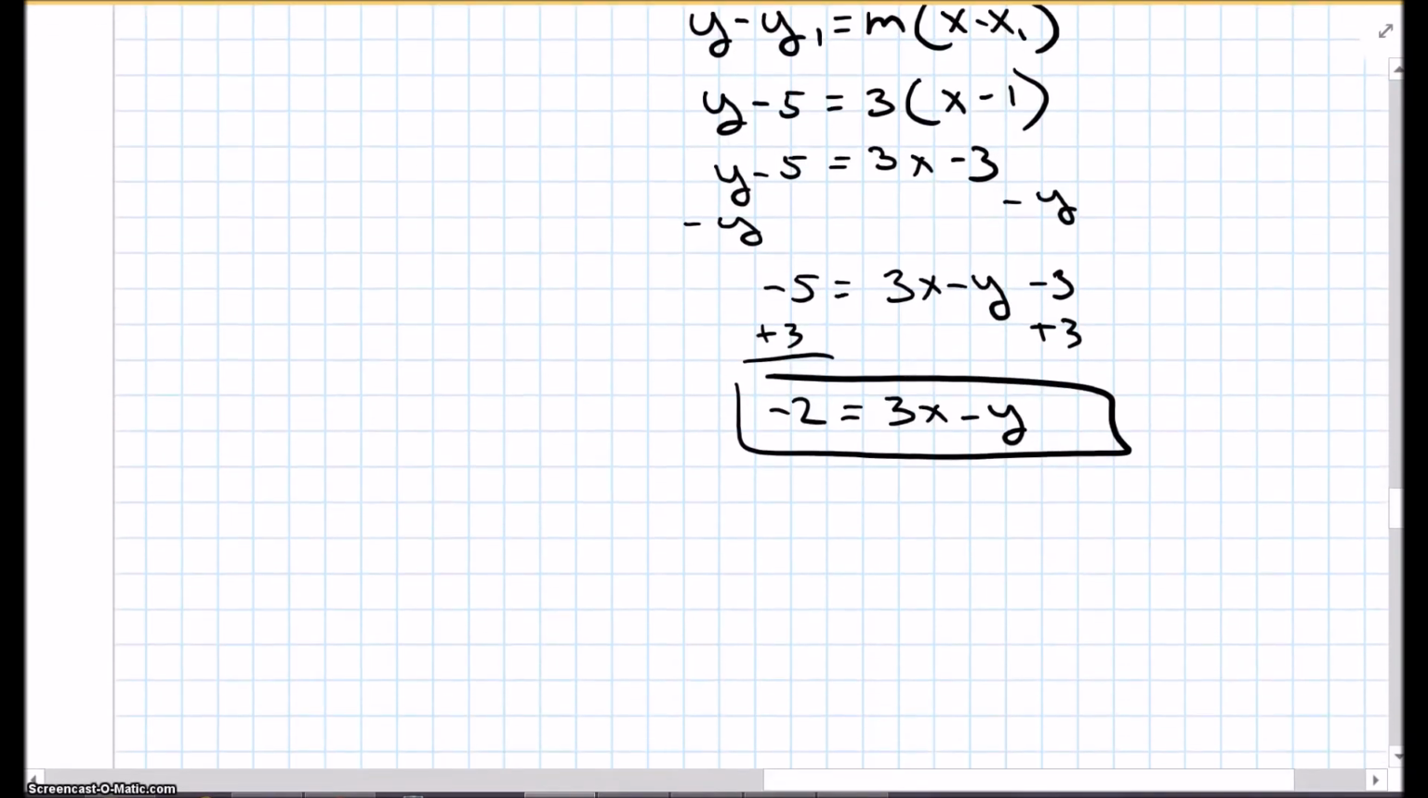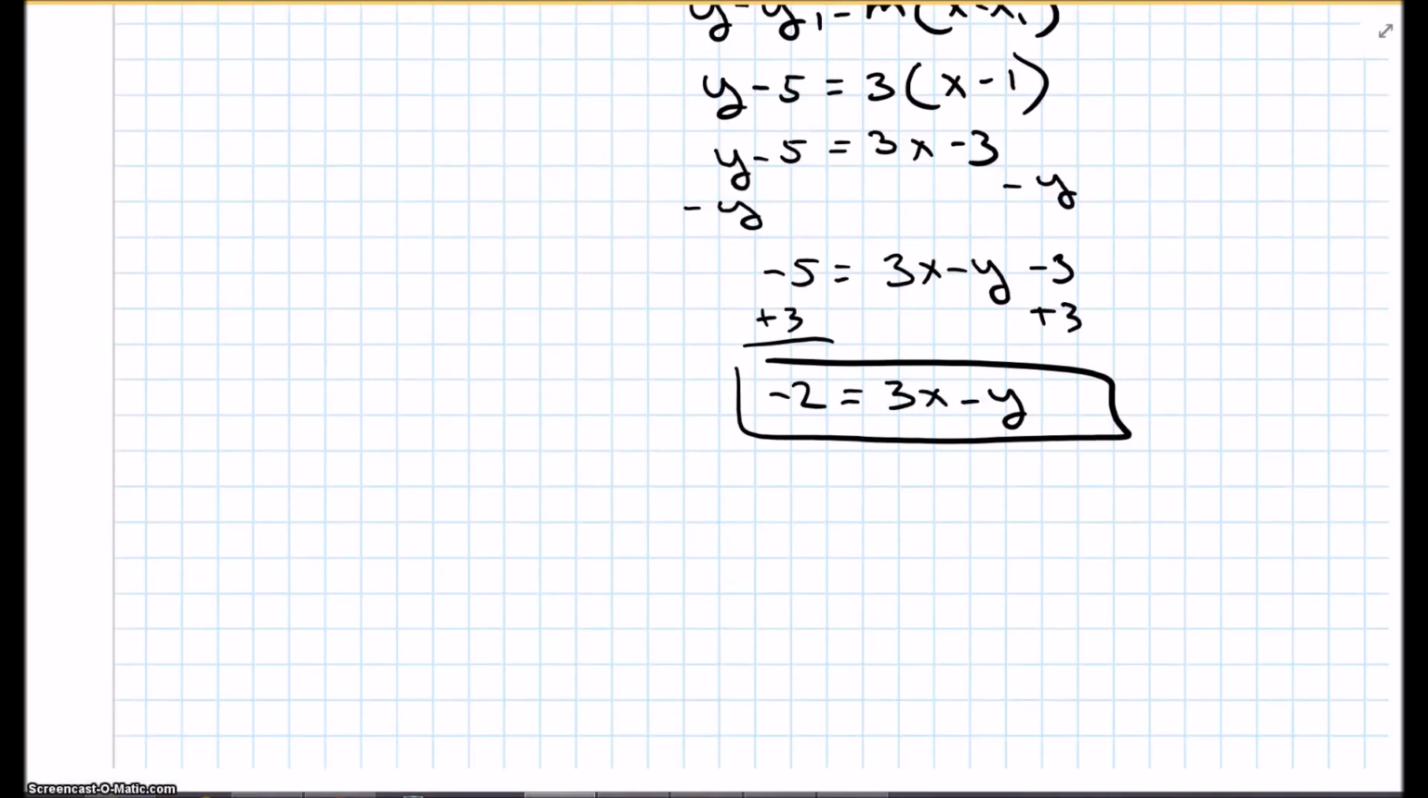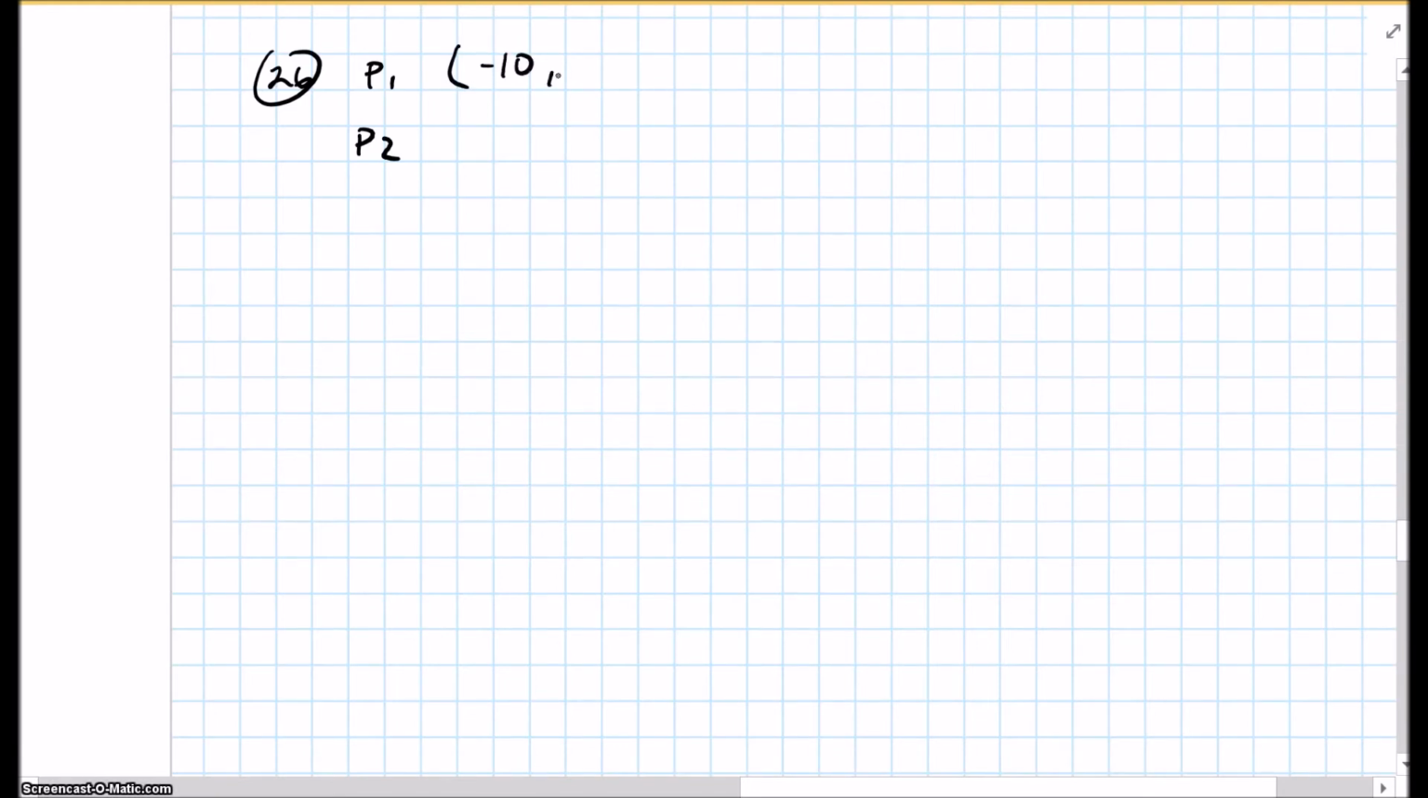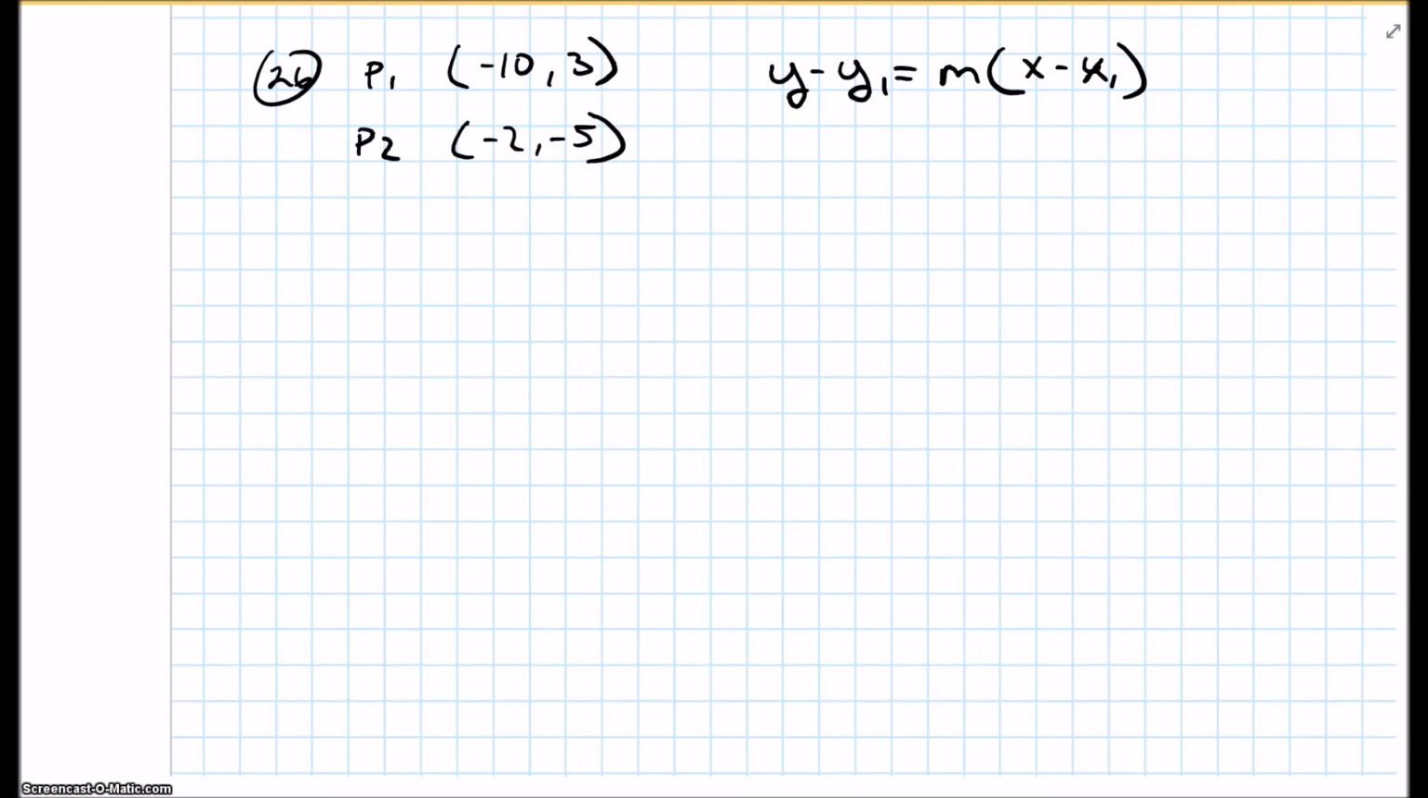All right, 26. Number 26. Write in point slope form the equation of the line through each pair of points. So number 26, I have point 1 and point 2: (-10, 3) and (-2, -5). Okay, just for a refresher, point slope is y minus y1 equals m times x minus x1, where x and y are variables. Everything else we can plug in.